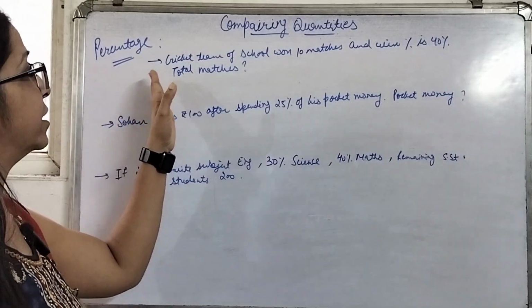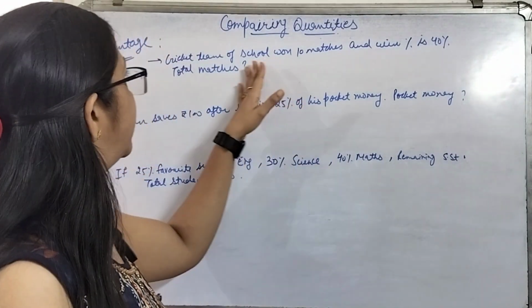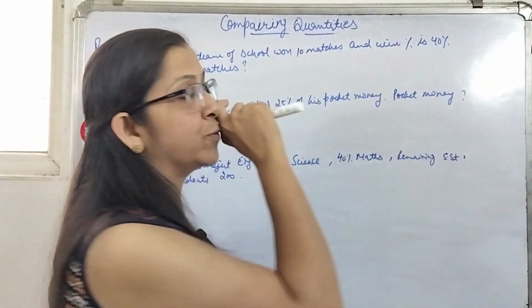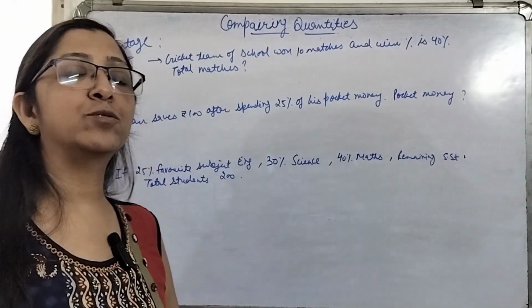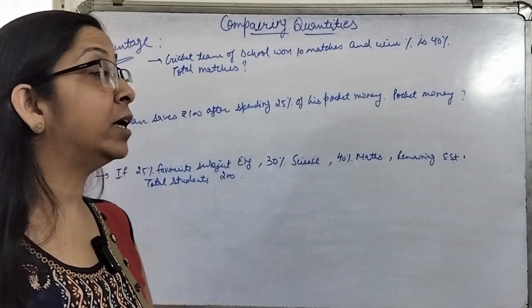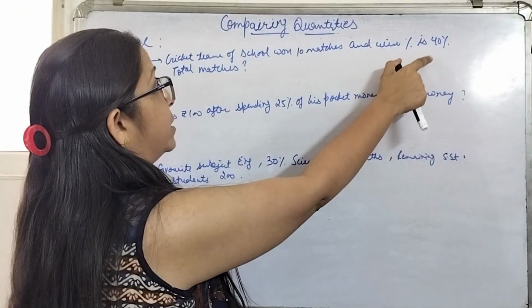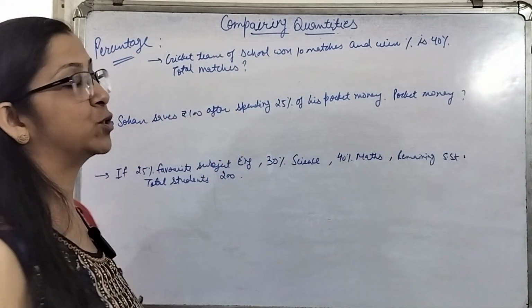If it is given that the cricket team of a school has won 10 matches in total, and the win percentage is 40, that means 40% of the total number of matches, whatever the total was, they have won, and 40% is equivalent to 10 matches. So how many total matches were there?